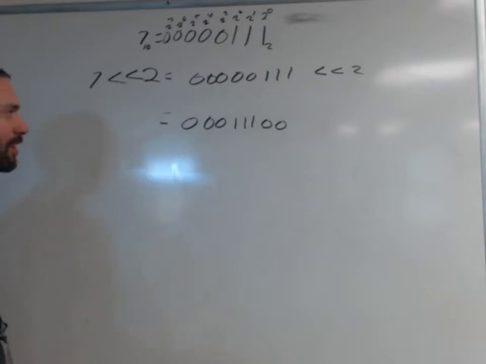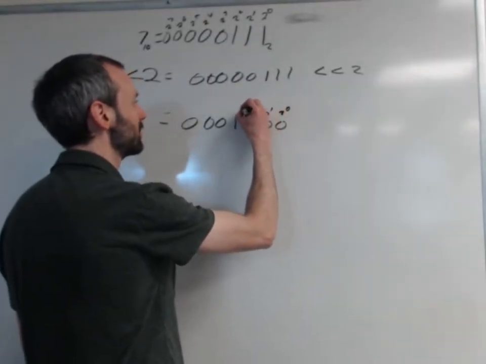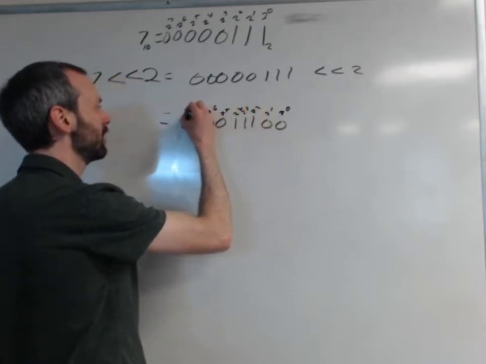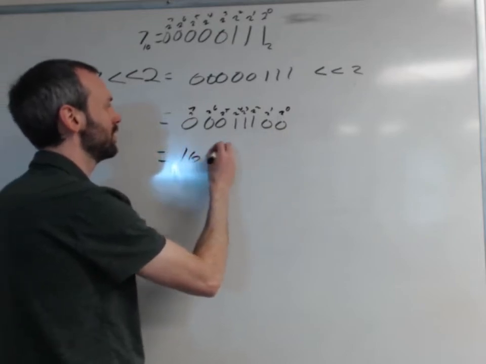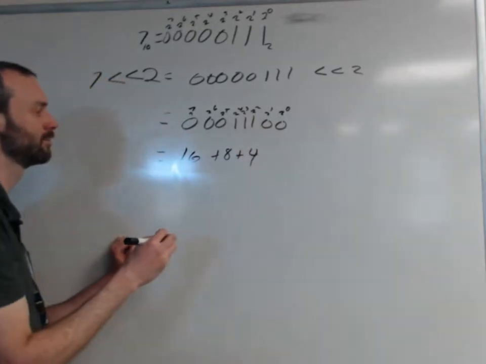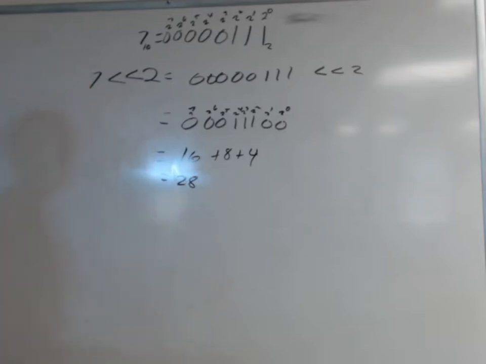Well, I forgot to do it myself. I don't have a piece of paper. 28? It should be 28. Okay, hold on. So this is 2 to the 0, 2 to the first, 2 to the second, 2 to the third, 2 to the fourth, 2 to the fifth, 2 to the sixth, 2 to the seventh. So it's equal to 2 to the fourth, which is 16, plus 2 to the third, which is 8, plus 2 to the second, which is 4, which is 28. All right, guys.